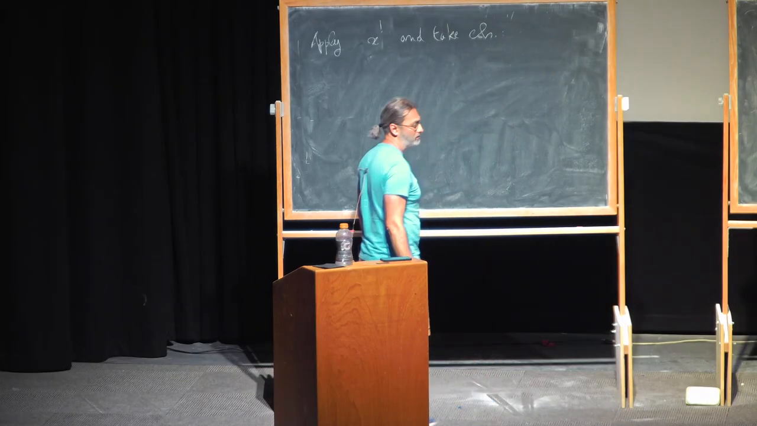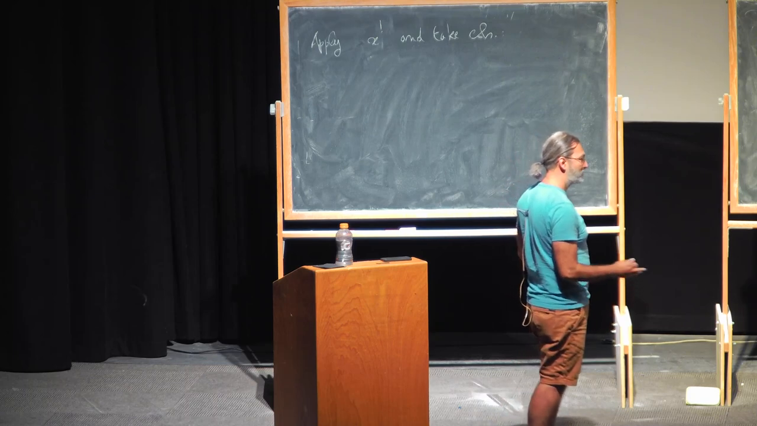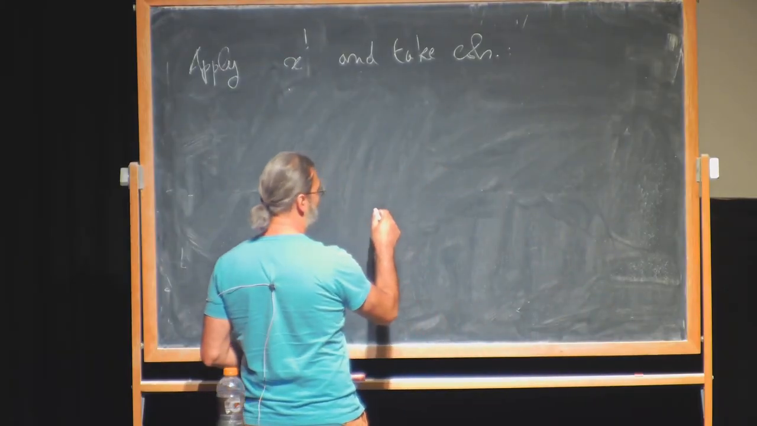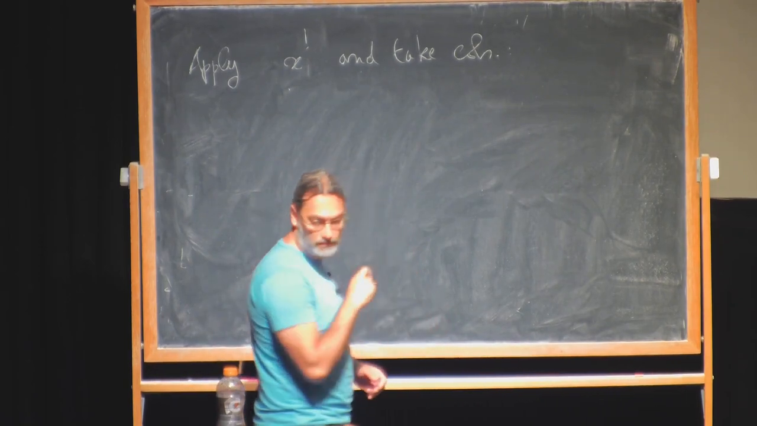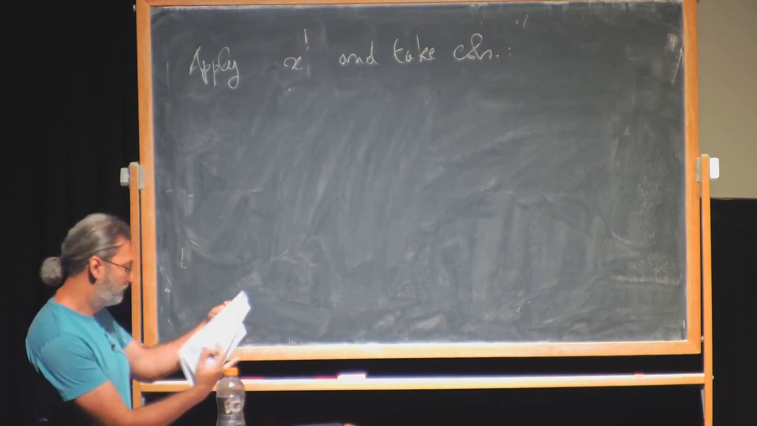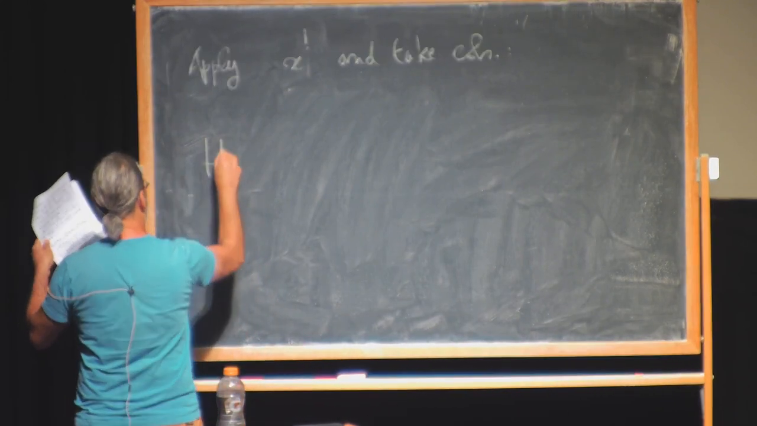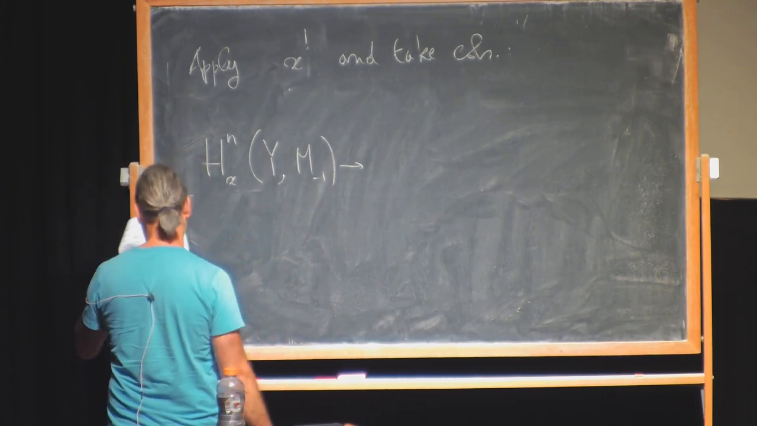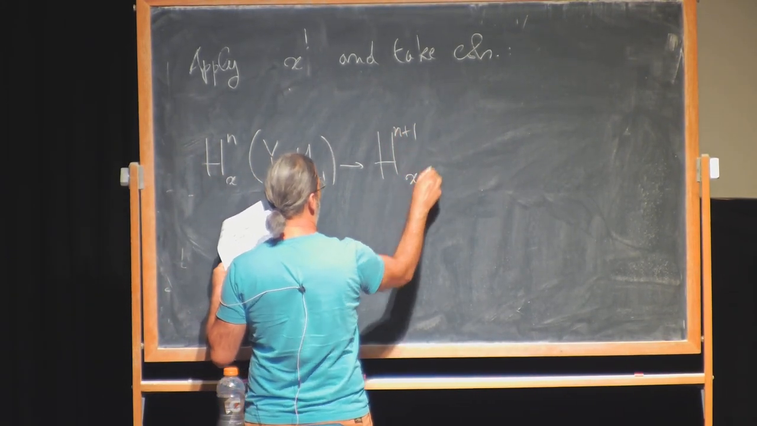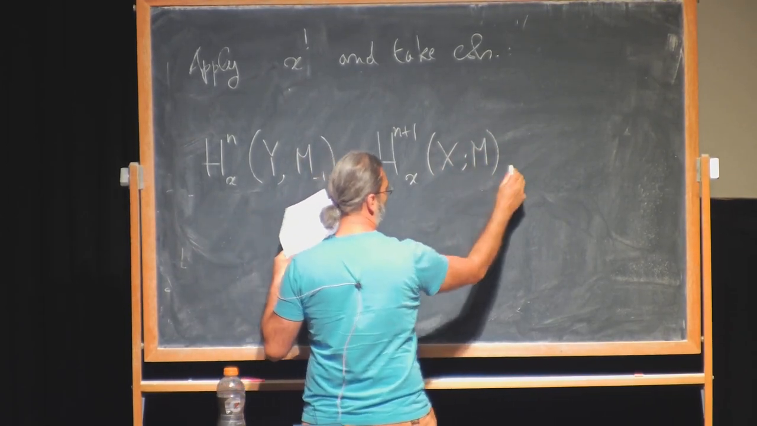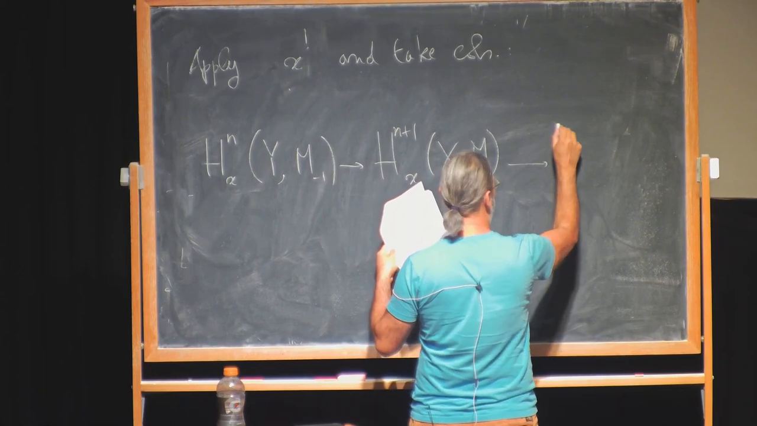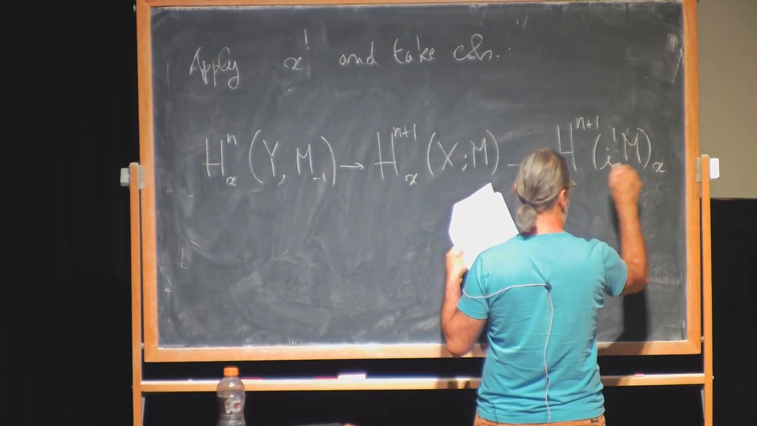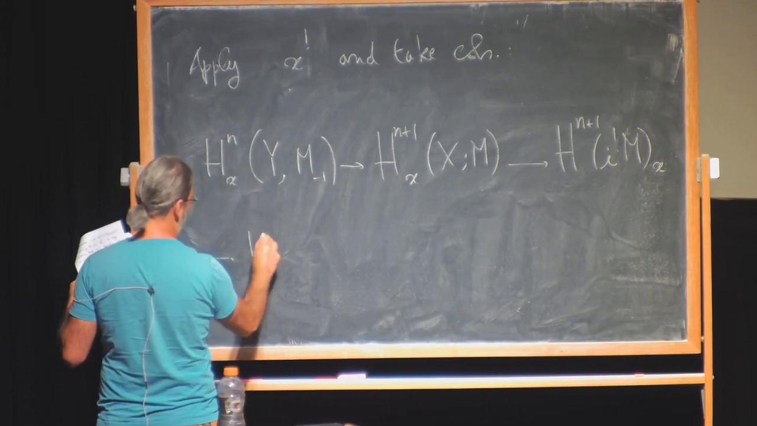And so we will get a long exact sequence, and I'll write it for you. Maybe I start with the middle term. Let me look at my notes, and then I'll explain afterwards. So we get the following thing. We get local cohomology of y, m minus 1, going to local cohomology of x, m. And then we will get the problematic term here, which is h n plus 1, I upper shriek of m local at x. And then it continues to h n plus 1 x.